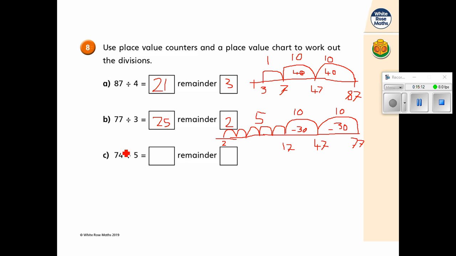And then finally 74 divided by 5. So, oops, that's a bit lumpy. Never mind. So 74, if we take away 50, we get to 24. And then taking away 5, we get to 19.